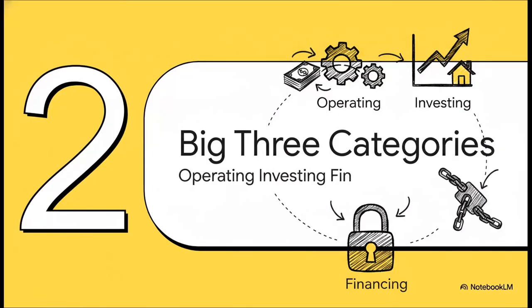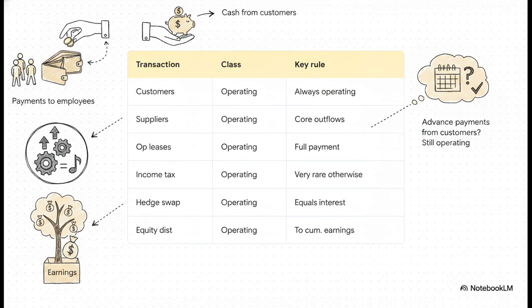Moving right along to Section 2, the big 3 categories. Okay, let's dive into this operating activities table. When we run standard, everyday transactions through that hierarchy we just talked about, most of them fall really neatly into these buckets. Now, a lot of this is going to feel super intuitive. Cash from customers, payments to suppliers and employees, right? Those are your core operating outflows.